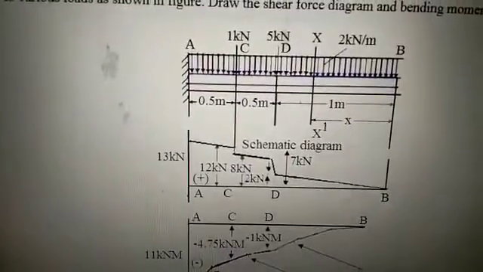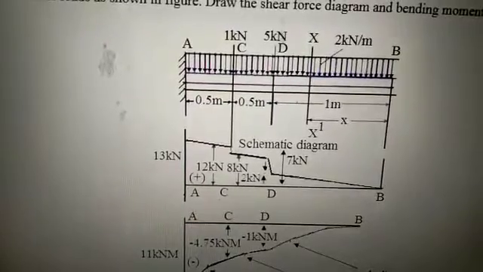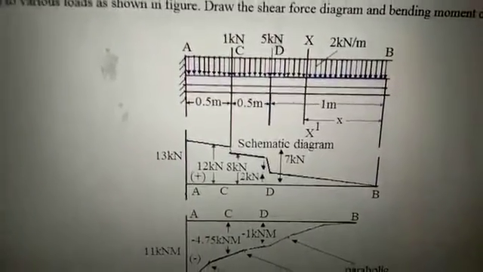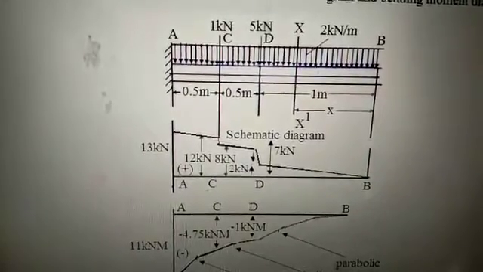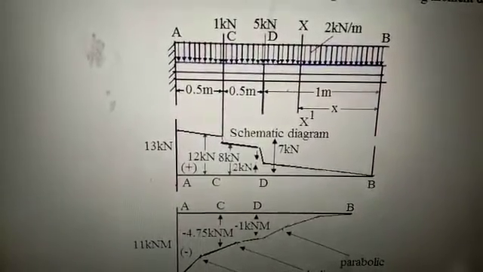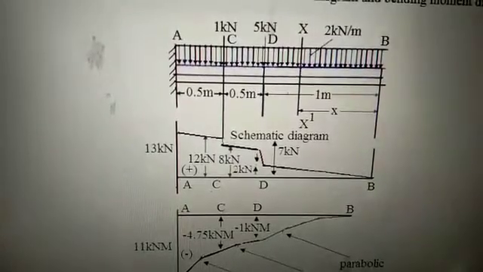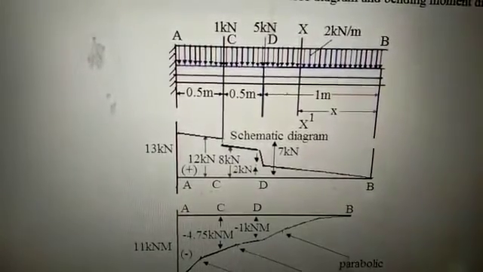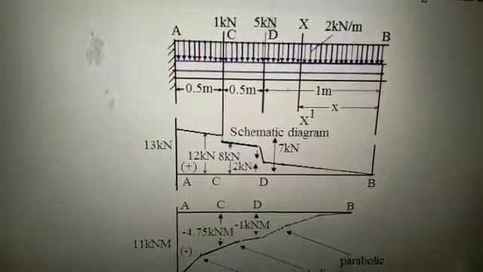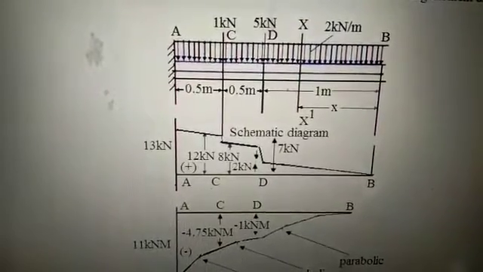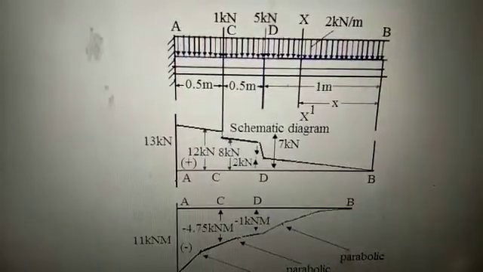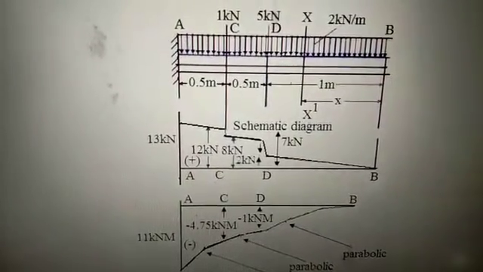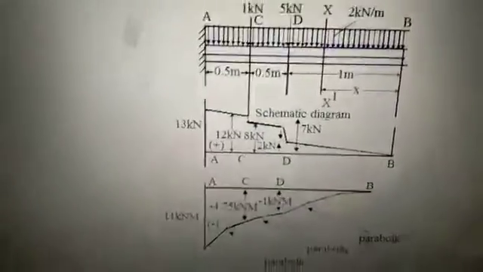Here is the beam. This is the cantilever beam in which a uniformly distributed load UDL of 2 kN per meter is applied, and a point load of 1 kN is applied at point C, and another load of 5 kN is applied at a distance of 1 meter from A, which is clearly visible in the diagram. Now let us start solving this problem.